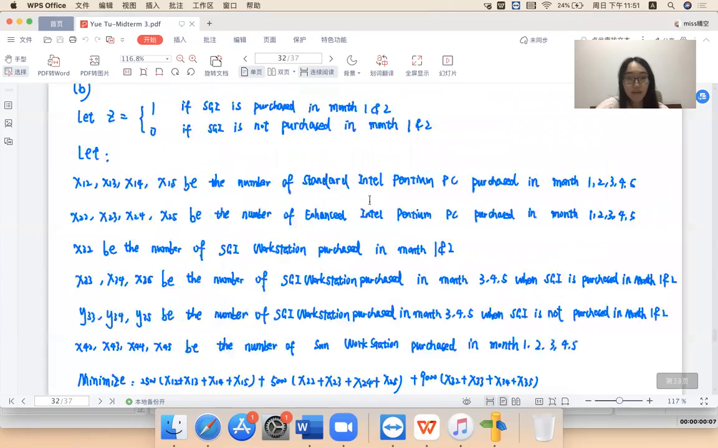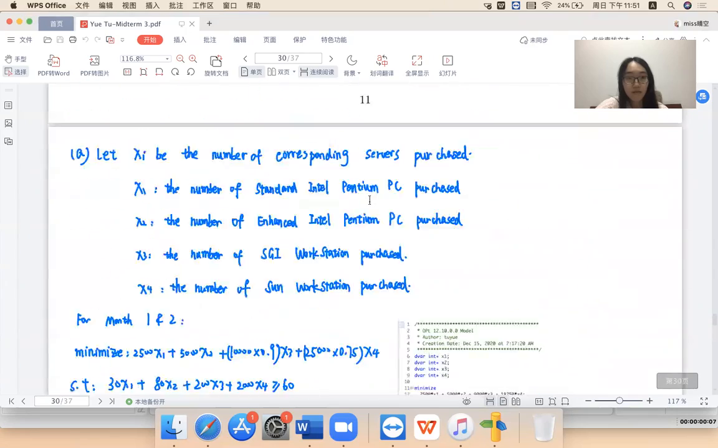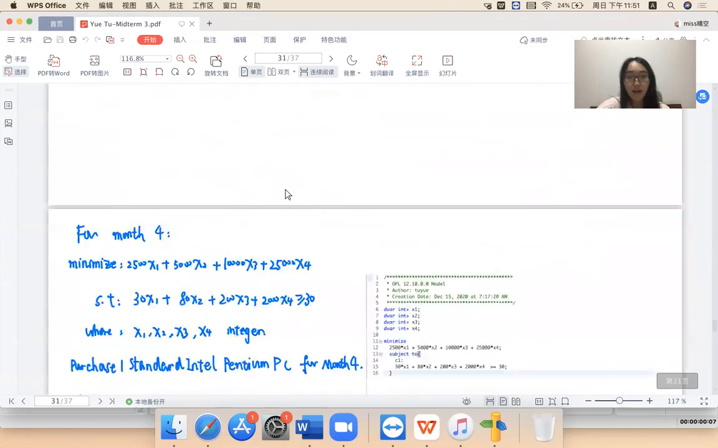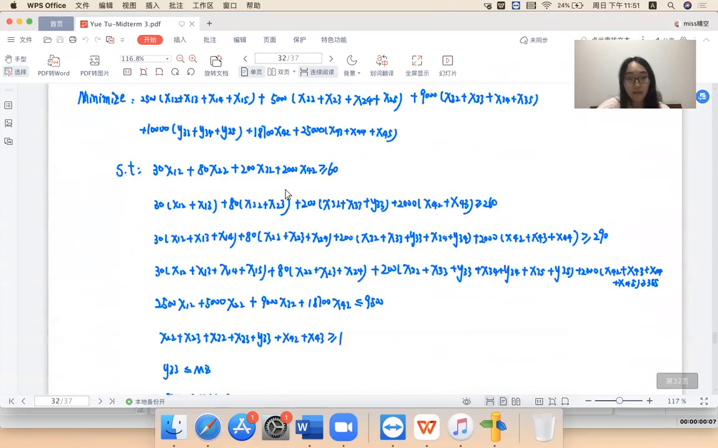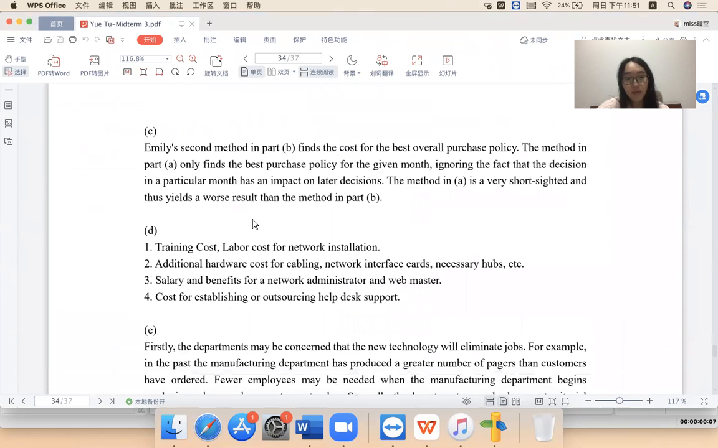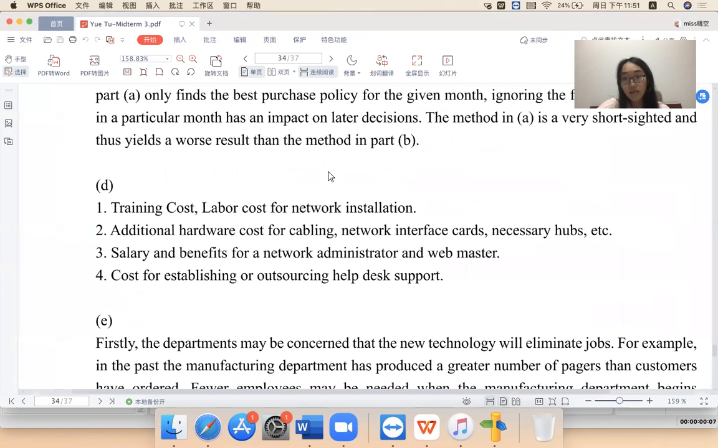And there is also a question D. Are there any costs that Emily is not accounting for in her problem formulation? I give some examples. For example, the training cost, labor cost for network installation, salary and benefits for network administrator, and so on.